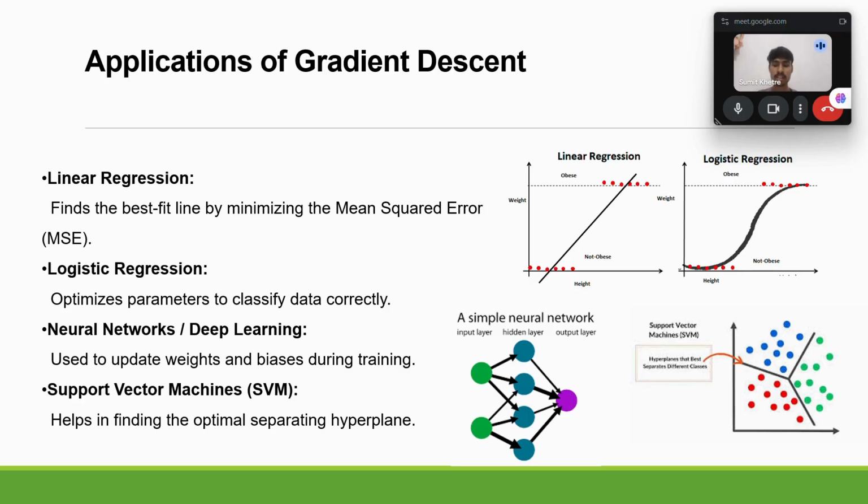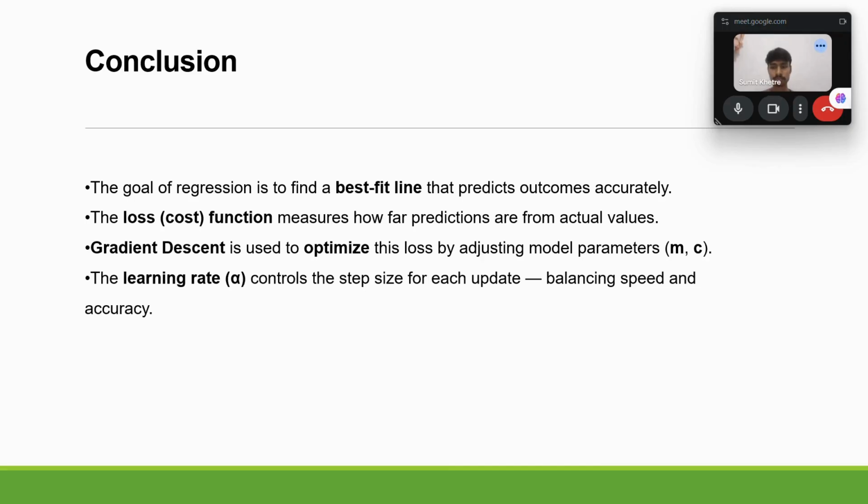And the fourth and last one is support vector machines, that is SVM. What does it do exactly? It helps in finding the optimal separating hyperplane. There are three planes in the diagram given below, and it is used for finding the optimal one. So that is the part.